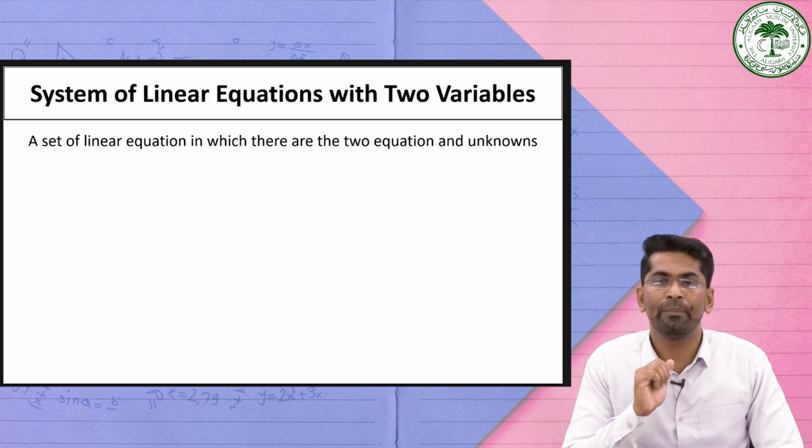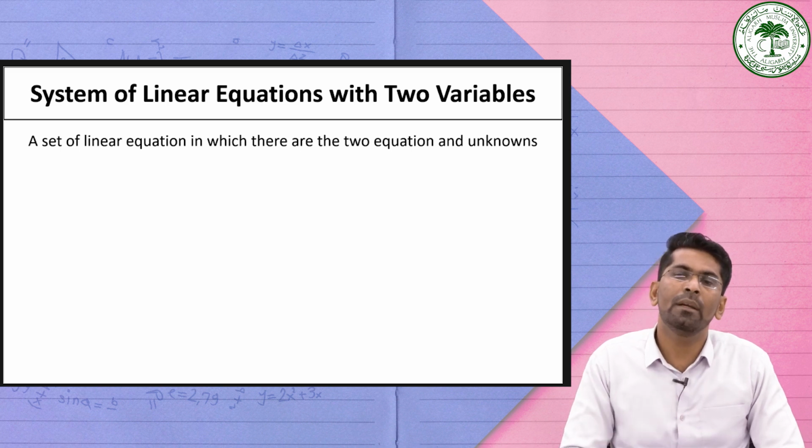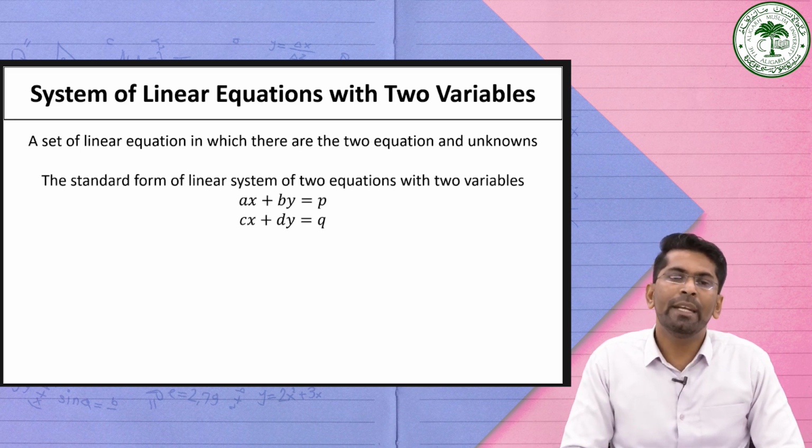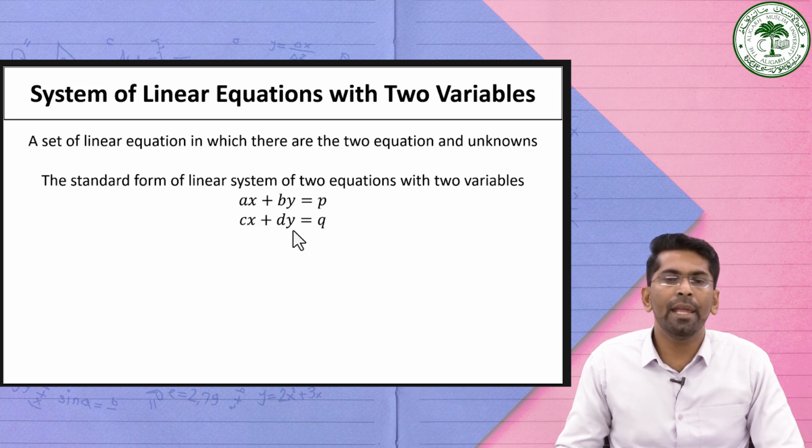So the standard form of a linear system of two equations with two variables can be written as ax plus by is equal to p, cx plus dy is equal to q. Here a, b, c and d are the coefficients of x and y, p and q are the constants, and x and y are the variables. So we have two equations with two unknown variables.